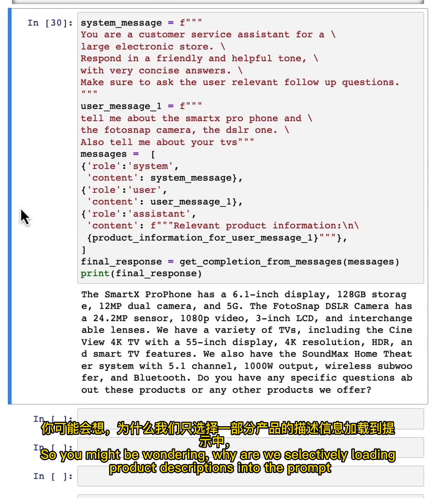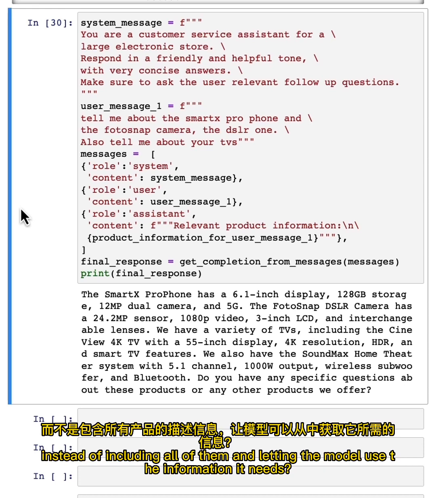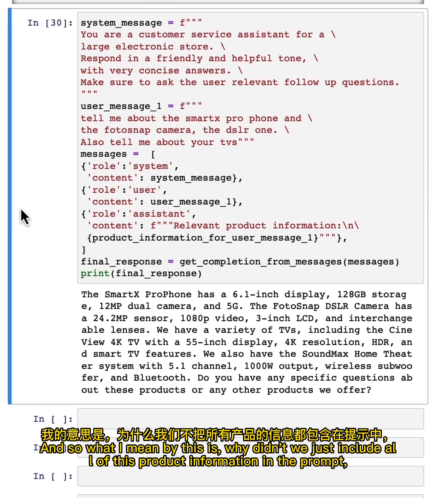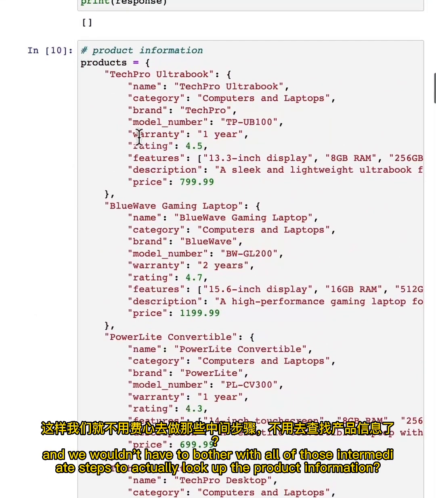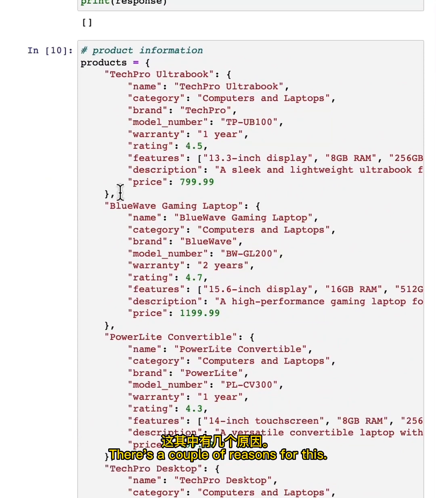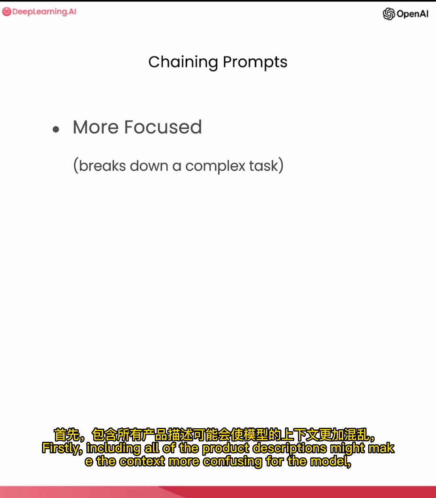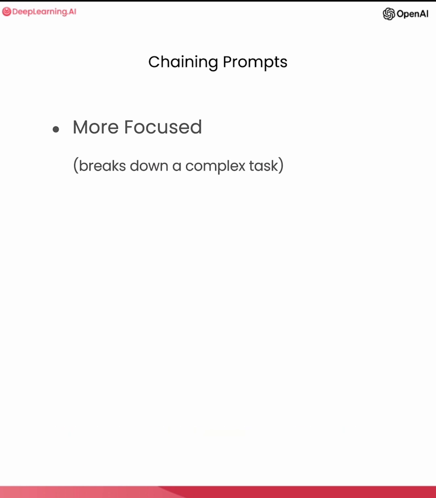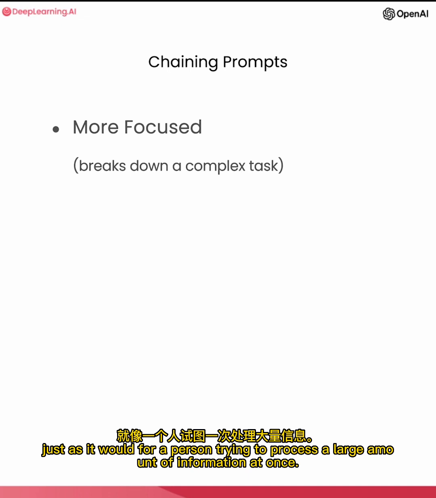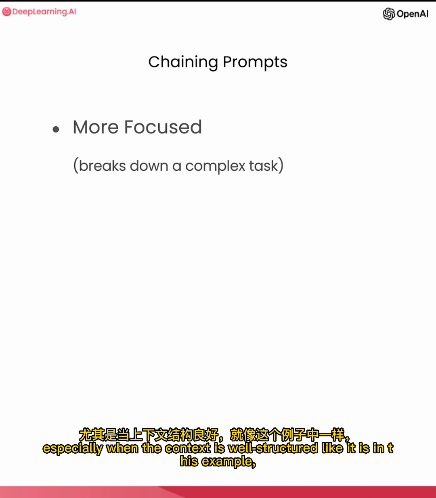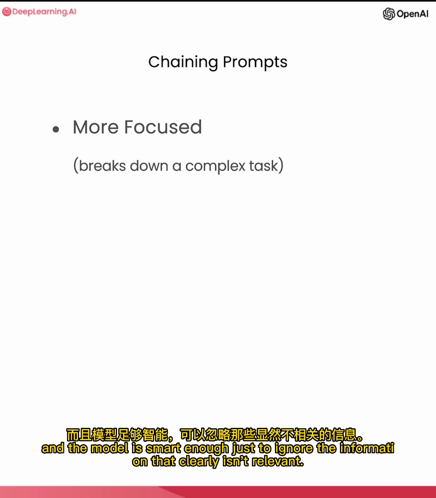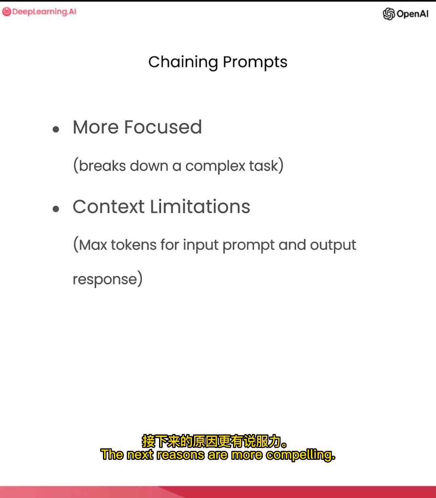So you might be wondering, why are we selectively loading product descriptions into the prompt instead of including all of them and letting the model use the information it needs? So what I mean by this is, why didn't we just include all of this product information in the prompt and we wouldn't have to bother with all of those intermediate steps to actually look up the product information? There's a couple of reasons for this. Firstly, including all of the product descriptions might make the context more confusing for the model, just as it would for a person trying to process a large amount of information at once. I will say this is a lot less relevant for more advanced models like GPT-4, especially when the context is well-structured like it is in this example, and the model is smart enough just to ignore the information that clearly isn't relevant. The next reasons are more compelling.